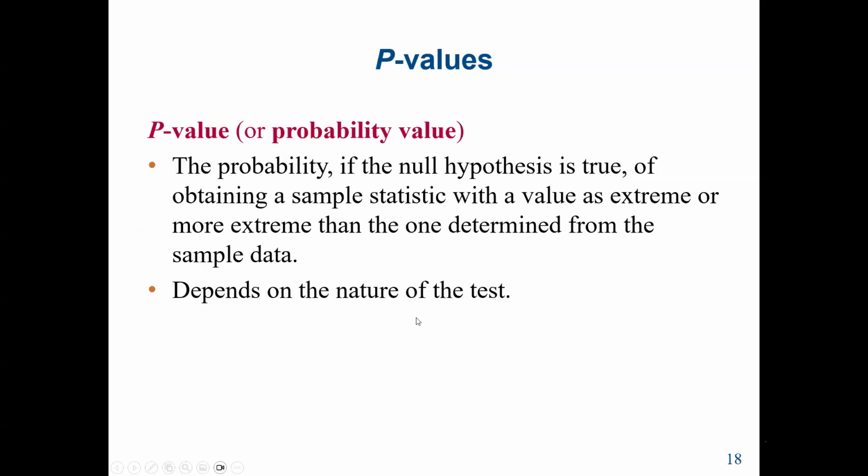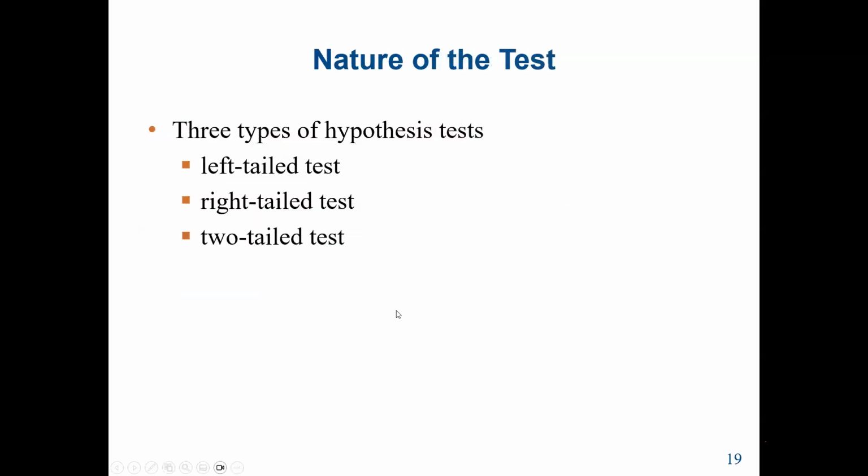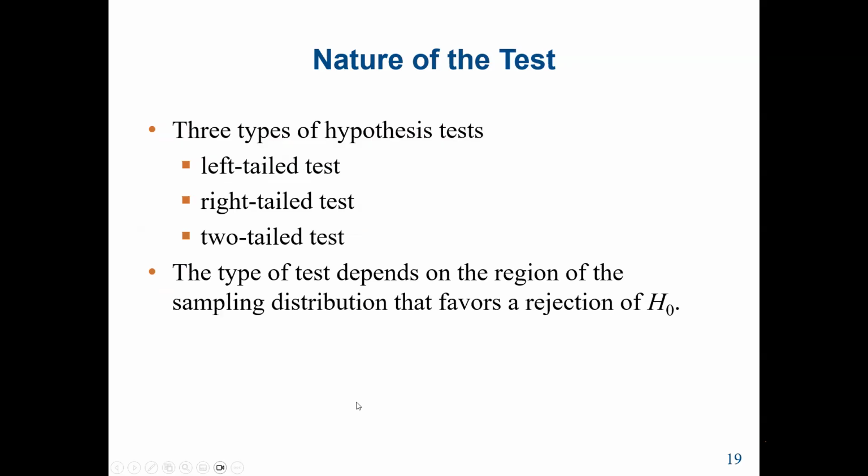So it depends on the nature of the test here also. We have three types of hypothesis testing: the left tail, right tail, and two tail. Two tail is normally equal or not equal, so you're using both sides. That's why when we get the p-value, if it's a two-tail test, we multiply by 2 first. So the type of test depends on the region of the sampling distribution that favors rejection of H0 also.